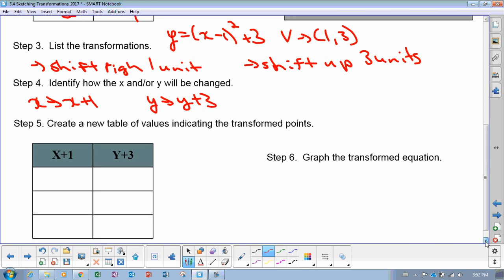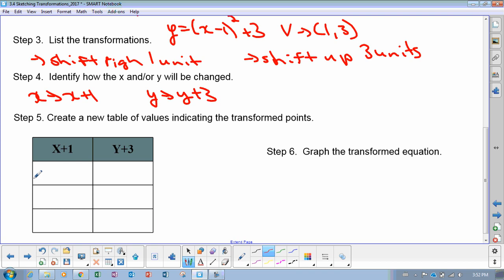So my original x was negative 2. I'm going to add 1, so now I'm at negative 1. I was at 0. I'm going to add 1. I get 1. Then I'm at positive 2 plus 1, so now I'm at 3. I'm going to do the same thing with the y values. We were at 4. I'm going to add 3 to get 7. We were at 0. Add 3 to get 3. 4 once again, plus 3 to get 7.